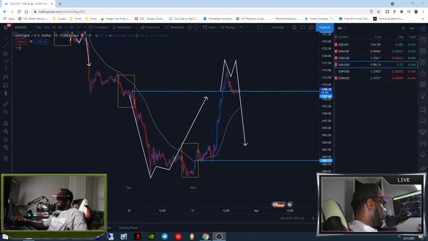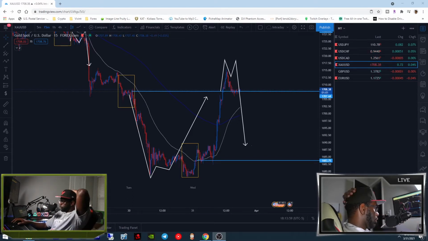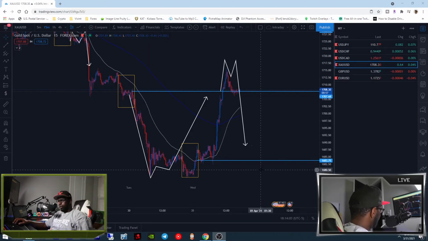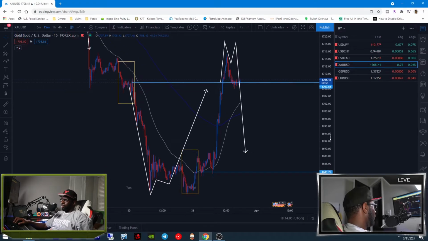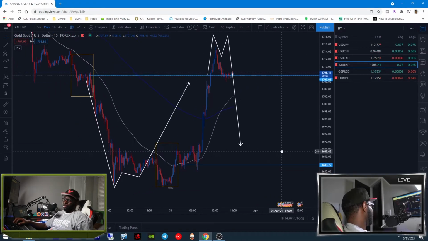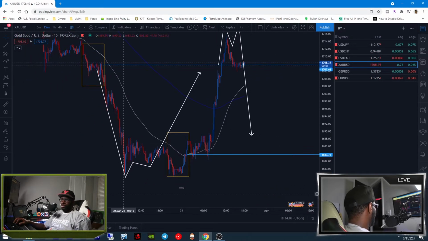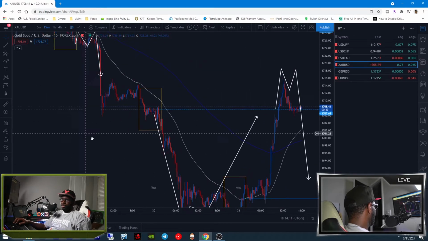So this is a little breakdown of this gold trade that I took yesterday. The whole thing with this trade, what it's set up, it had reached this peak low formation down here at the bottom.